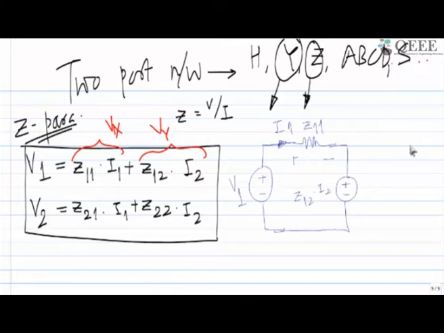Similarly, on the other side, if I am putting V2, and this side if I2 current is available, then I2 times Z22 will give me the voltage drop across this one, and another voltage source which is known as Z21 times I1. So this may be the way of transforming Z parameter to a circuit.